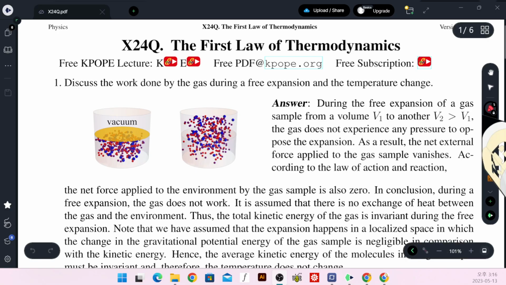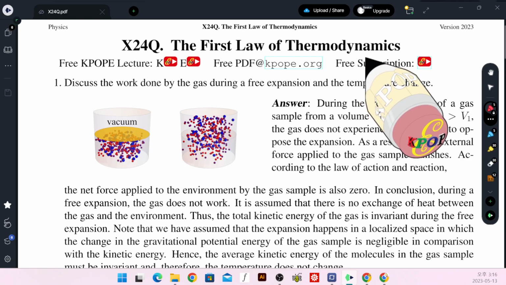We study X24Q, the first law of thermodynamics.